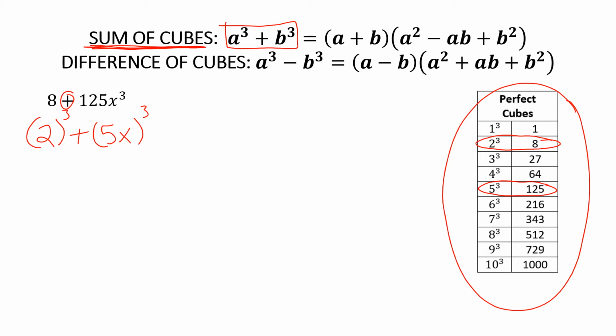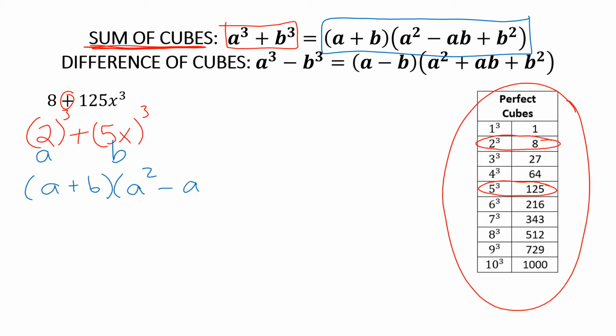So for my formula, everywhere where I see a, I'm going to plug in a 2. And everywhere where I see b, I'm going to plug in a 5x. So I'm going to copy down the formula. A plus b times a squared minus ab plus b squared. And all I'm going to do is go through and plug in the appropriate numbers in the appropriate place.